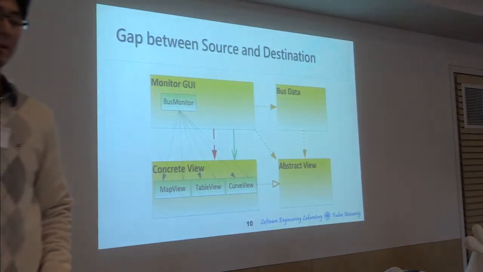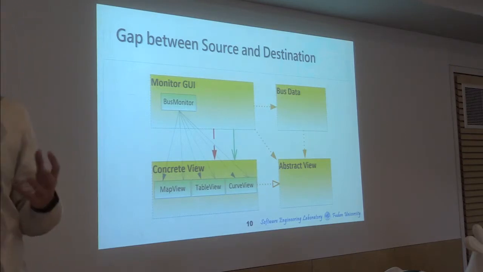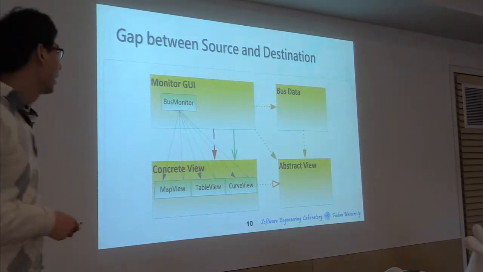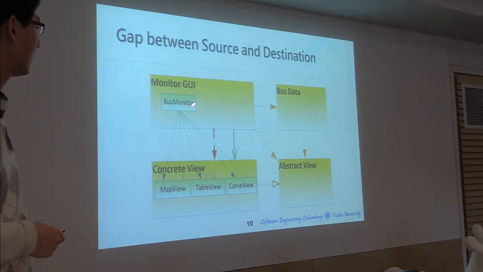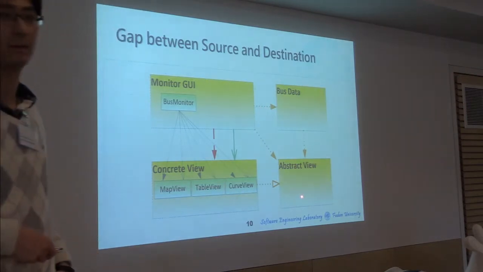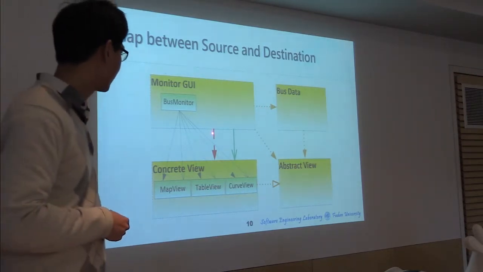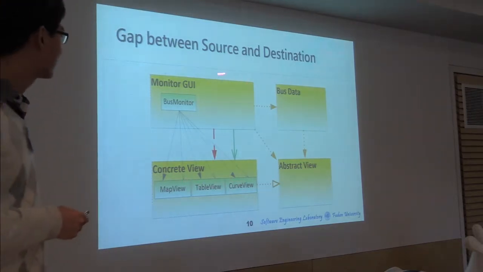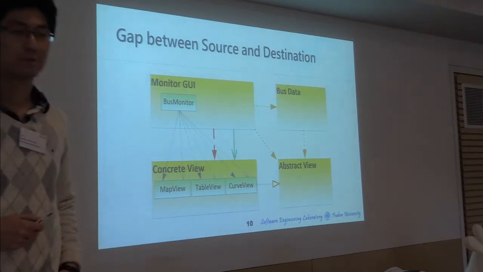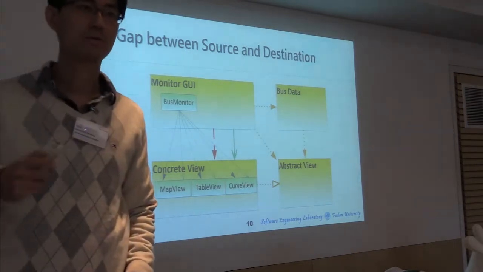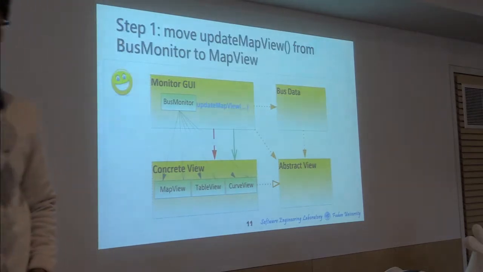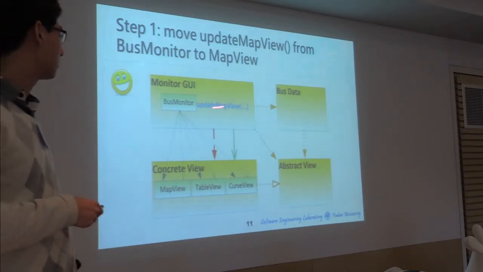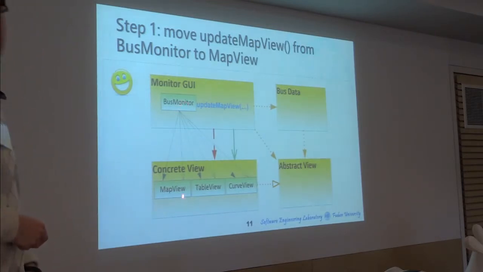First, the refactoring navigator is going to generate a refactoring model representing the difference between the source and the target. And in such a refactoring model, we can see that the design has 4 missing dependencies. In addition, it has unexpected dependencies from the GUI module to concrete modules. Based on such a refactoring model, the refactoring navigator is going to recommend a refactoring solution. And the first step of the refactoring solution is to move the update map view method from the bus monitor to the map monitor.